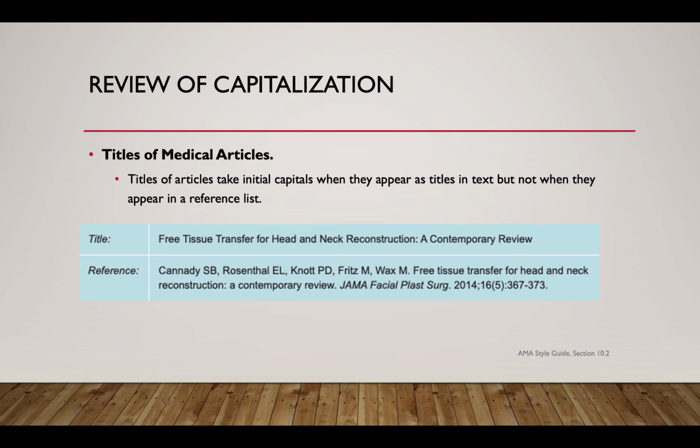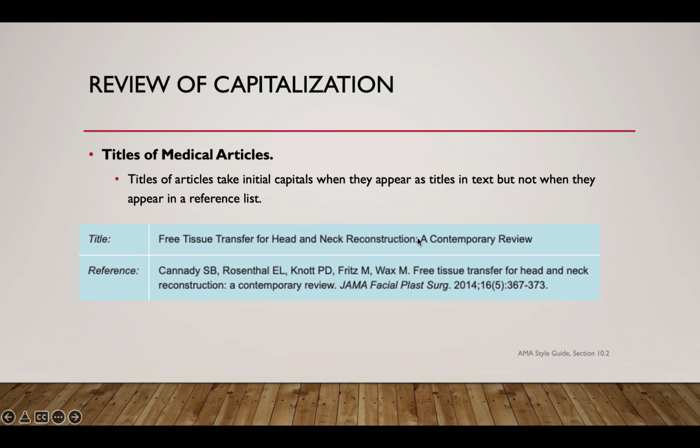When you write the titles of medical articles and you talk about them within the text, so you want to say something about, maybe, reading an article on free tissue transfer for head and neck reconstruction, a contemporary review, and you put that within your text, you would capitalize the first word of the title and every major word. So free is capitalized, tissue is capitalized, transfer is capitalized, for is not because it's not considered a major word, head is capitalized, and is not because it's not considered a major word, neck and reconstruction are.